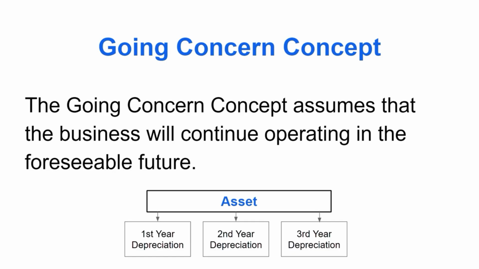Let's say the business buys an asset and the life of the asset is for 3 years. So instead of depreciating the whole amount in 1 year, we depreciate for 3 years according to the life of the asset. So according to going concern concept, we assume that the business will continue operating long enough to use the asset fully. The business isn't shutting down anytime soon.